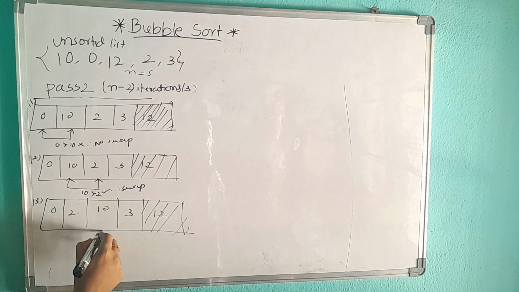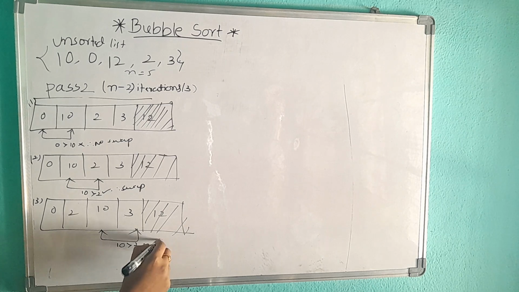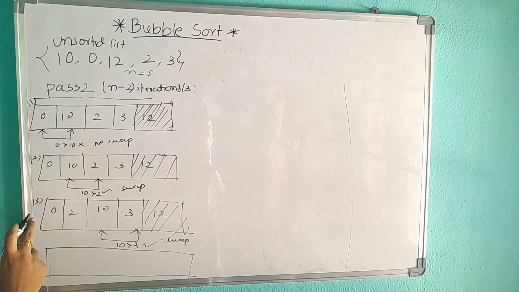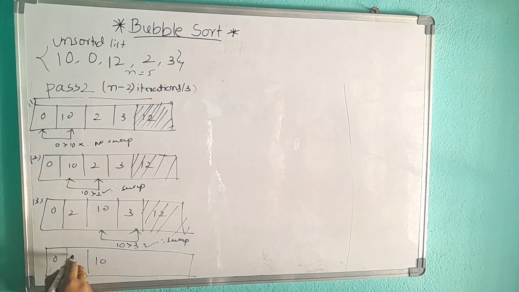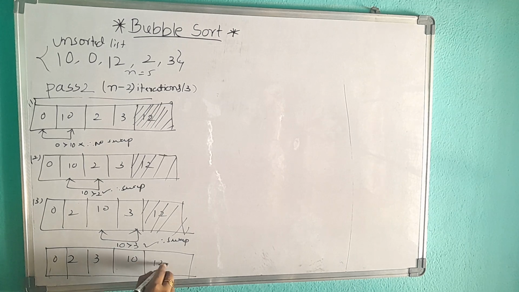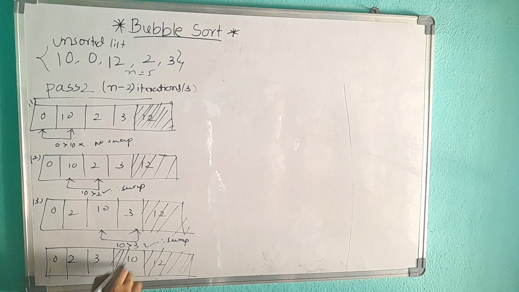So next two elements. Is 10 greater than 3? Yes, the condition is true. Therefore, swapping is required. We have completed 3 iterations. After completion of the second pass, the result is like this. 12 is already fixed in its sorted position. After completion of the second pass, the second greatest element comes to its sorted position. Now 10 is fixed here.